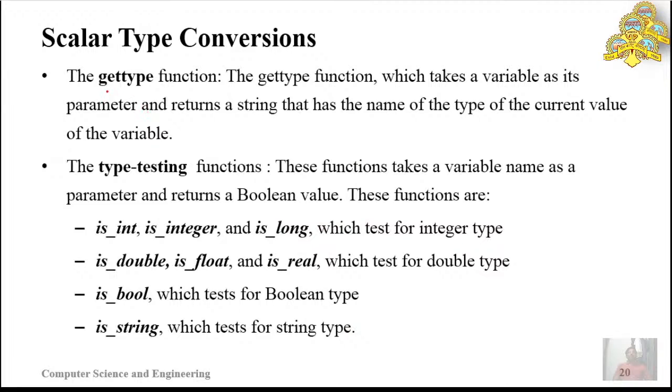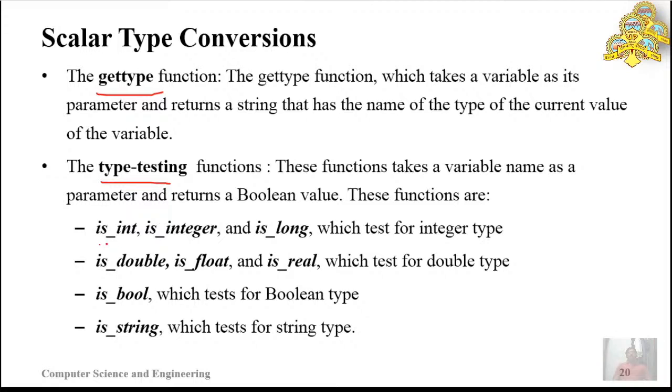Some other helping functions are here. The gettype function is used to get the type of the value stored in a variable. If you want to perform some operation on any variable, we should know the type of the value stored in it, because in PHP there is no type declaration for variables, so any variable can contain any type of value. So it is very important to check the type of the value stored in the variable, and we can specifically test the type of the value by using type testing functions.